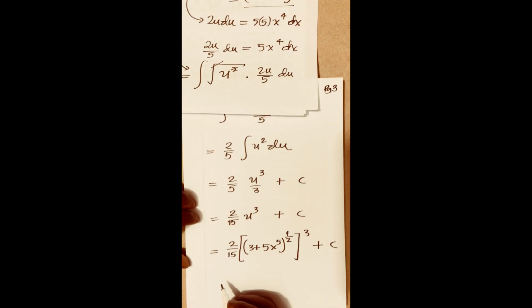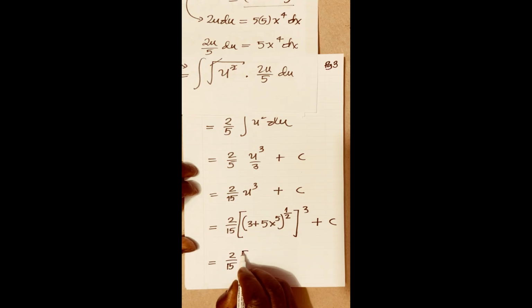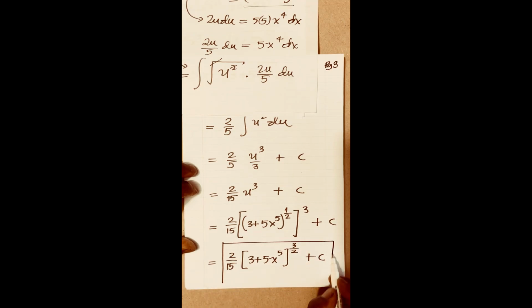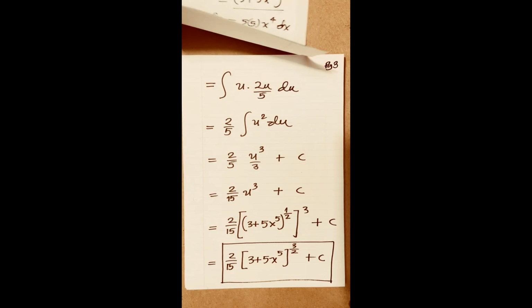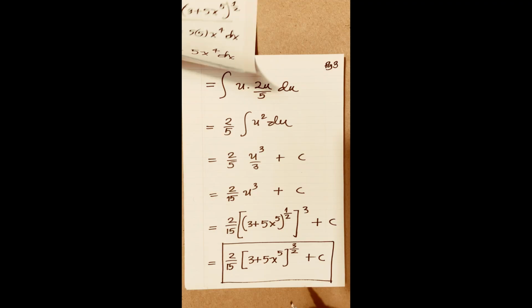Simplifying this, we get to the final step, which is going to be 2 over 15 times 3 plus 5x power 5 to the power 3 over 2, and then we have to say plus c as our constant of integration. So this is the final solution to our integral. Let me just remind you, remember we multiply the powers there to get this power here.